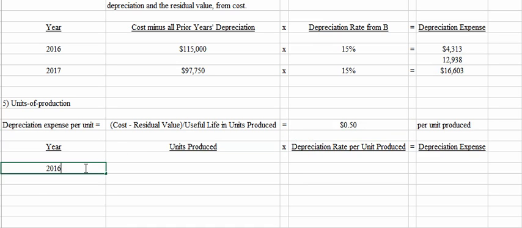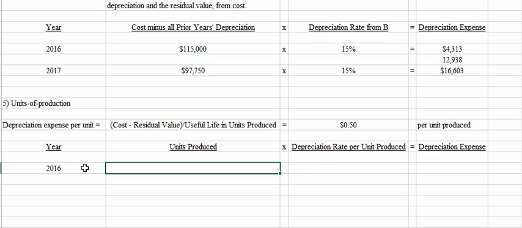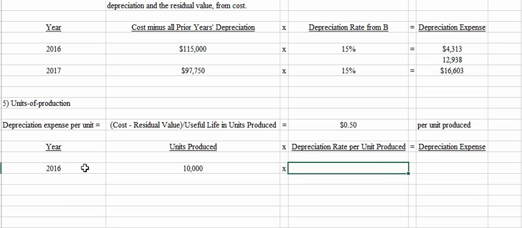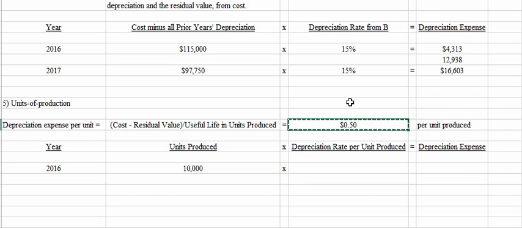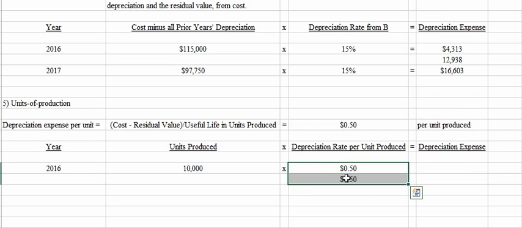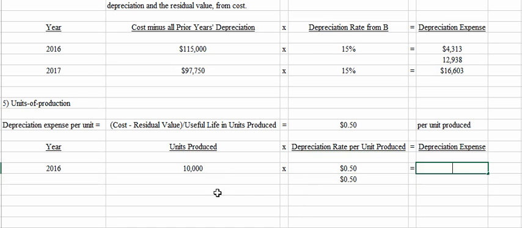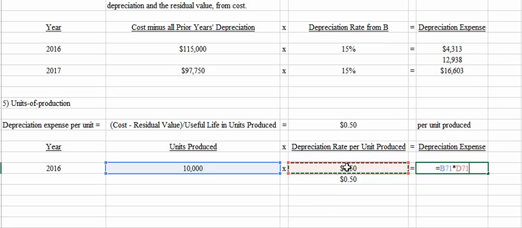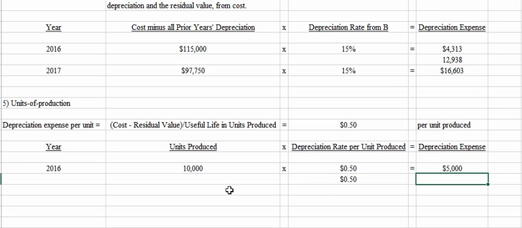So 2016's depreciation expense, well, in 2016 we produced 10,000 units times our depreciation rate per unit produced, which is 50 cents. This one's where you're going to see the least amount of change probably of any of the methods. So you take your 10,000 units times the 50-cent rate. That gives you $5,000 depreciation expense in 2016.